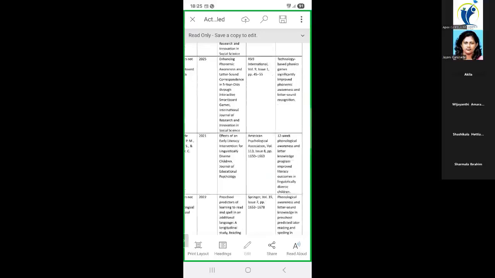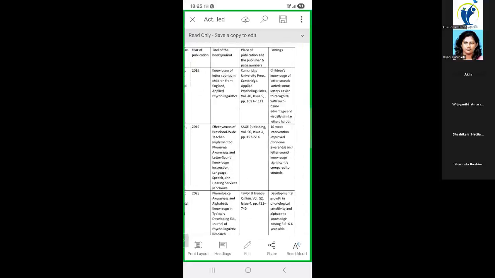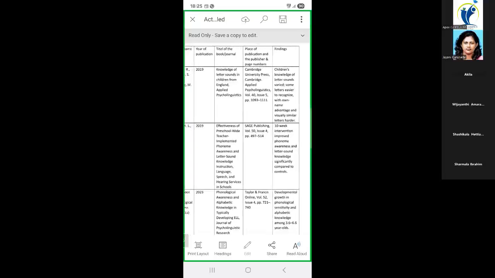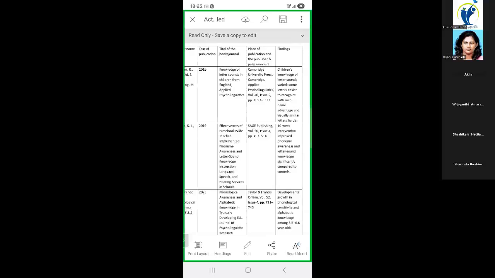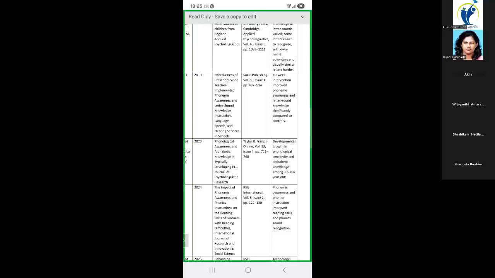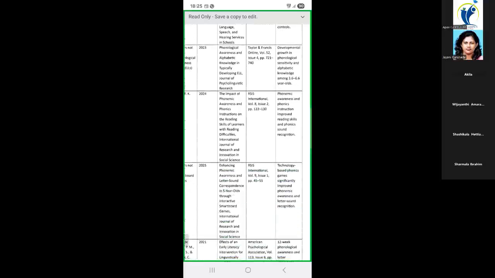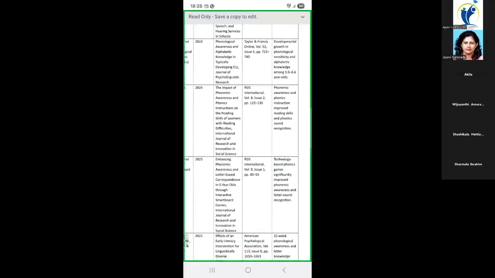So according to that, the first finding: children's knowledge of letter sounds varied. Some letters were easier to recognize, with own name advantages, and visually similar letters were harder. The second one: a 10-week intervention improved phoneme awareness and letter sound knowledge significantly compared to controls. The third one: developmental growth in phonological sensitivity and alphabetic knowledge among 3.6 to 6.6 year olds. And the fourth one: phonemic awareness and phonics instruction improved reading skills and phonic sounds recognition.